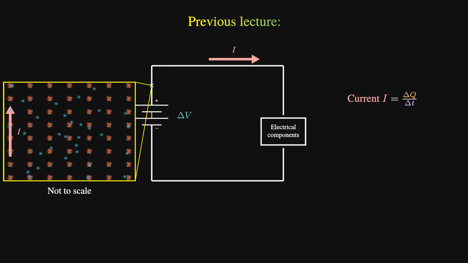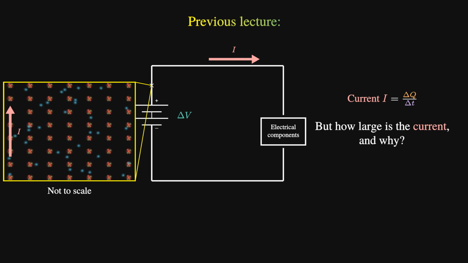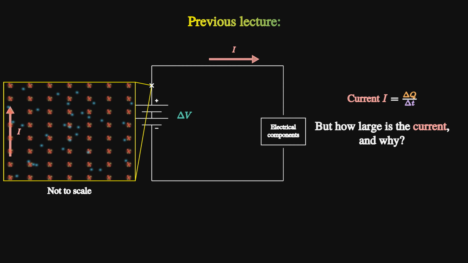But a lot of questions remain. So far, we've treated the battery as holding a roughly fixed potential difference across the circuit, which generates a current, at least until the battery runs out. But we haven't yet established how large this current is, or what even determines it. In this lecture, we will look into this more closely and see if we can figure out what the current depends on and how it relates to the potential difference.